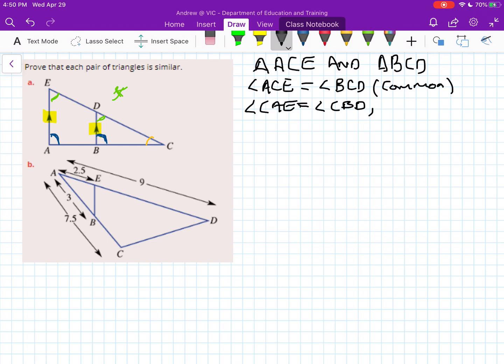And I'm just going to put the other one right next to it because they're both corresponding angles. And we've got angle CEA is going to equal angle CDB. Okay? And we can say this because they're both corresponding angles in parallel lines.